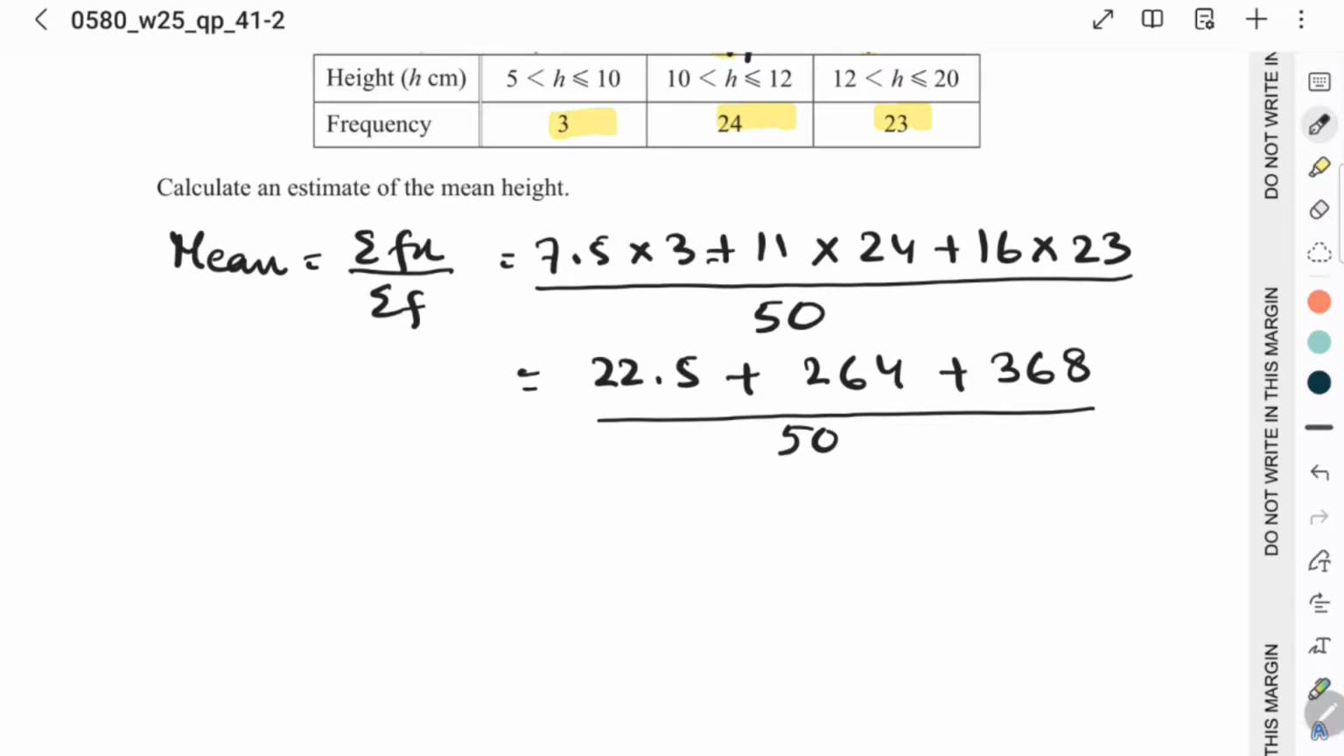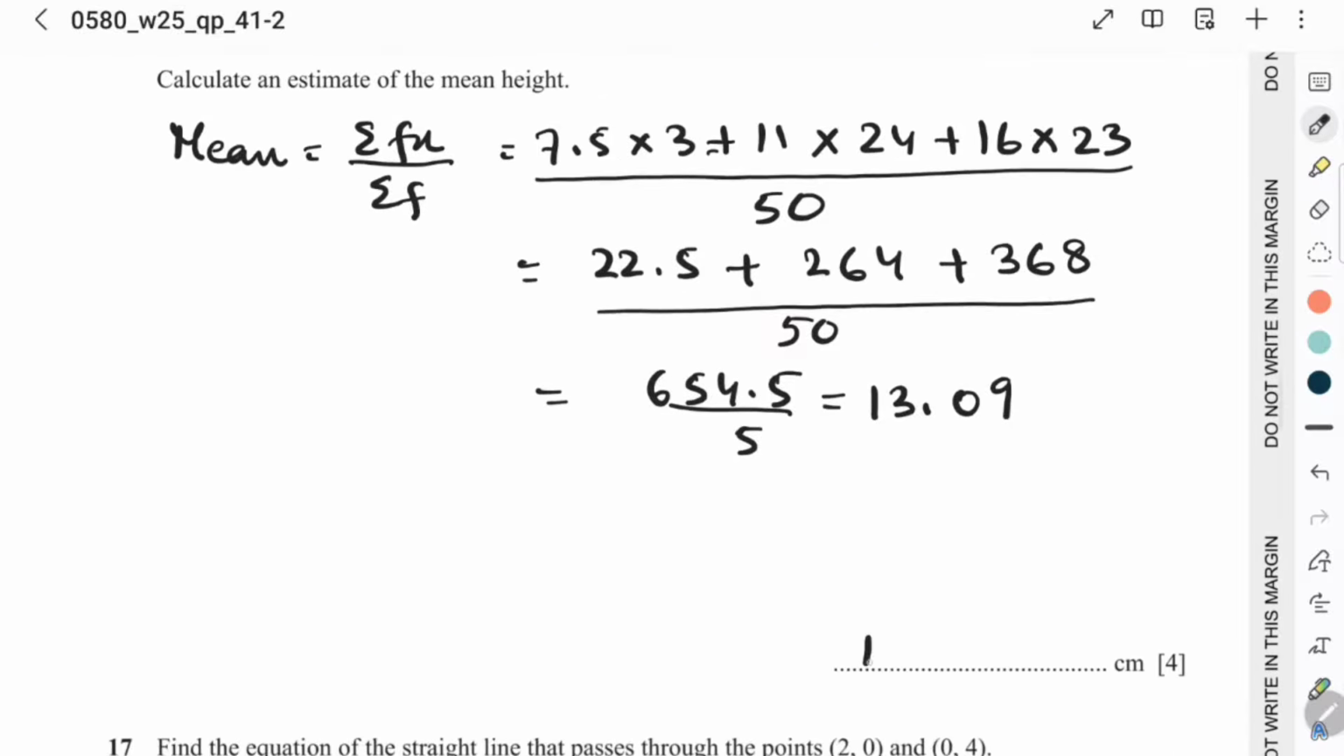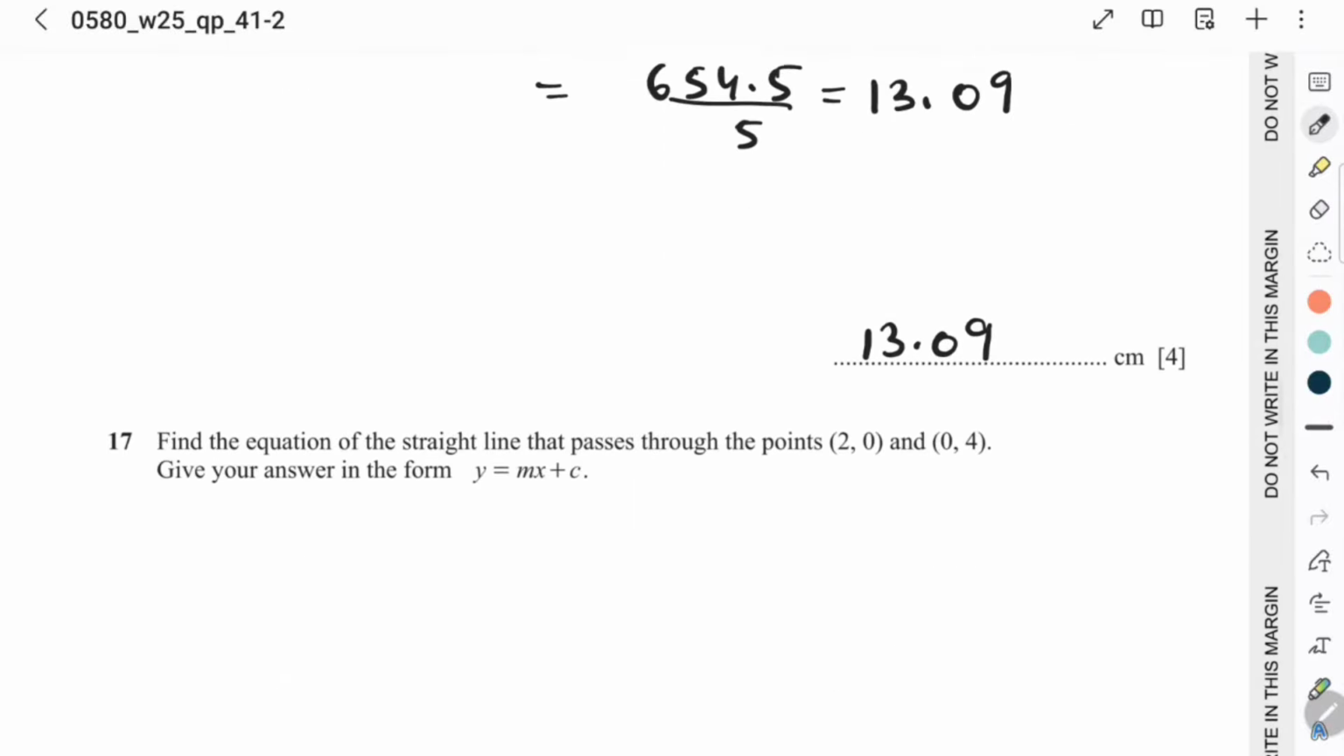That is equal to 654.5 divided by 50, and this is equal to 13.09, or 1309 upon 100, which is equal to 13.09. Okay, that is the answer, the mean for the given table.